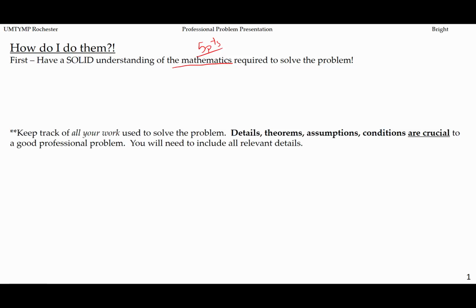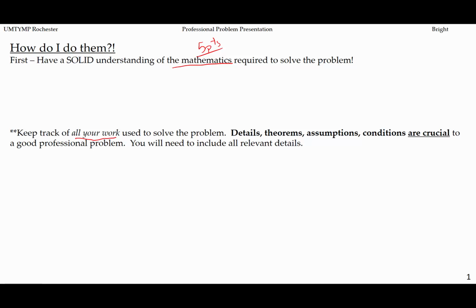Okay, well, first of all, I need to reinforce that you need to have a solid understanding of the math, right? Because that's 5 points of the 8 points. So you need to make sure that the math is correct and that your understanding of the mathematics is correct. Okay, then after this, well, maybe along the way rather, I would encourage you to keep track of all of your work, because you're going to have to explain it.